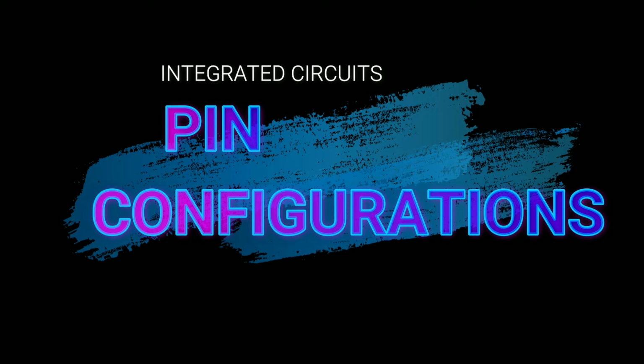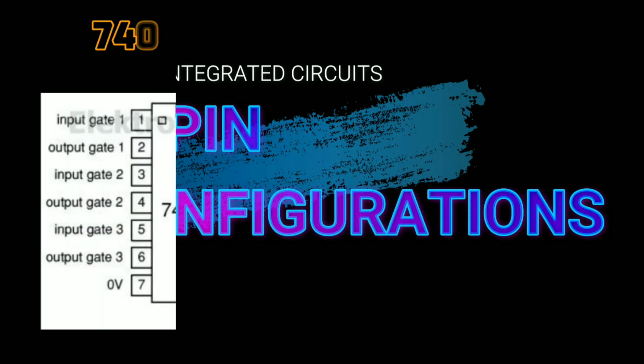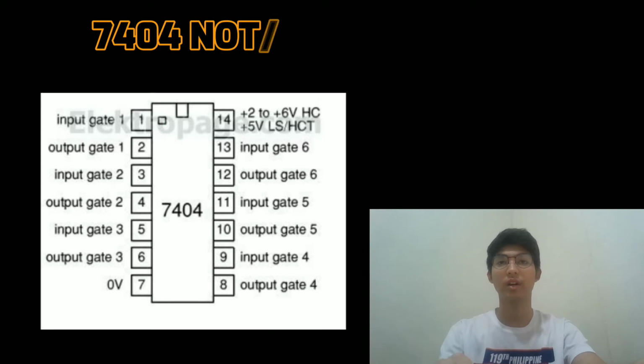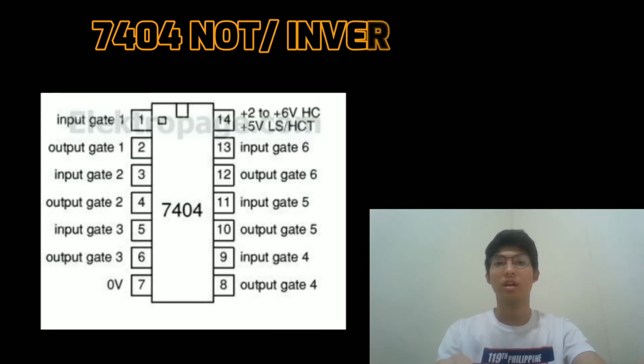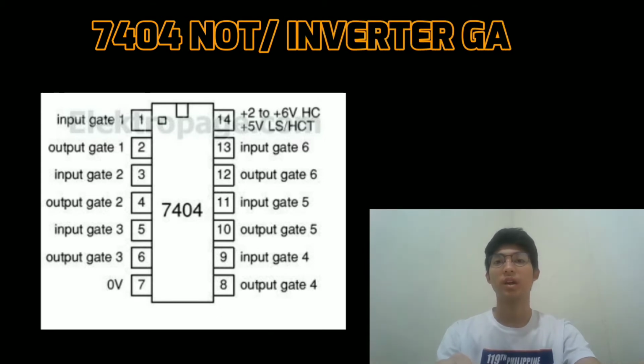Integrated circuits, pin configuration. 7404 NOT or inverter gate IC. As we can see in the picture, the input and output pins of an inverter gate. The pins 1, 3, 5, 9, 11, and 13 are for the input, while pins 2, 4, 6, 8, 10, and 12 are for output. Pin 7 is for ground, and pin 14 is for the source.